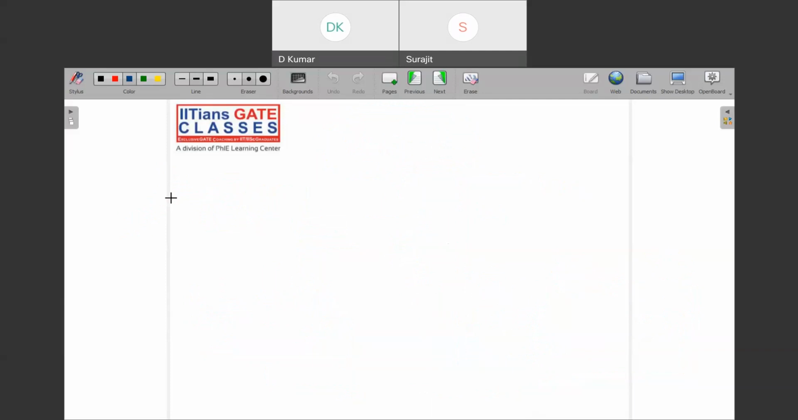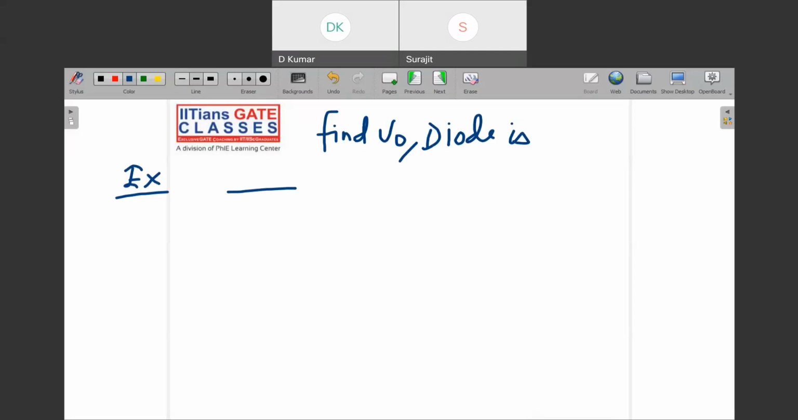So this is the first kind of diode problem, and the second kind of diode problem will be here, based on digital gates, right? So you have to find V naught, and the diode you have to consider is ideal. The diode you have to consider is ideal, right?